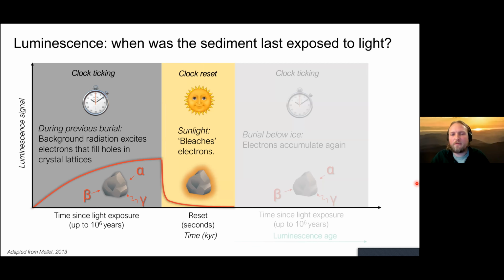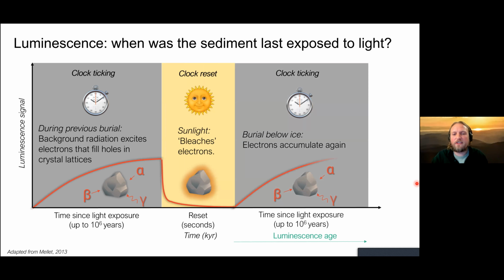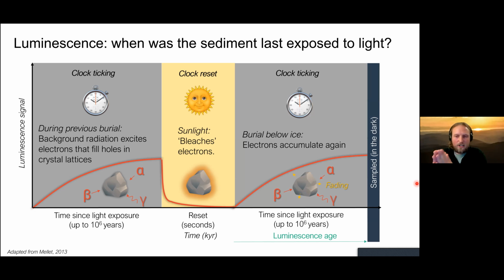But if that sediment becomes buried again, the electrons begin to accumulate from that low-level background radiation. Some minerals, like feldspar, lose a little bit of those electrons that had accumulated through time, and we call that fading. So us as geologists can go and collect samples in the dark and then capture this luminescence age of those electrons that had accumulated in those holes of crystalline lattices over time.